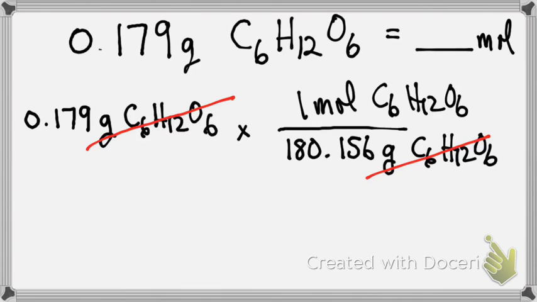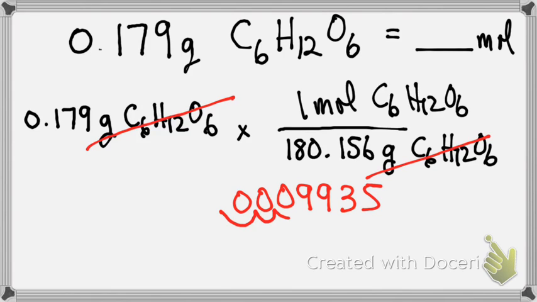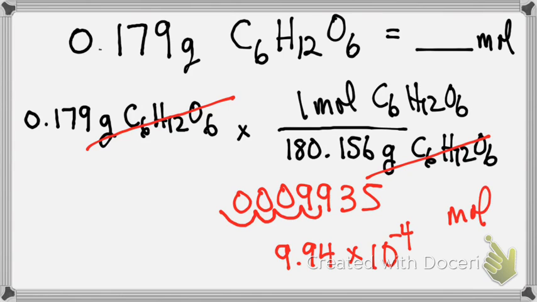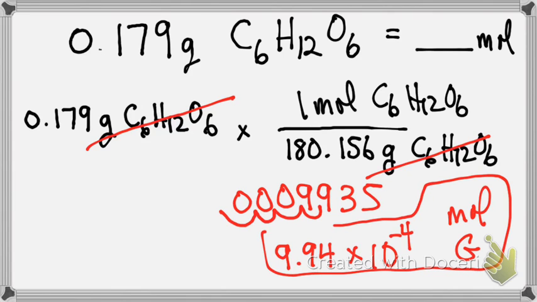And when I put this into the calculator, I'm going to get something like 0.009935. To convert that to scientific notation, I'm going to move it 1, 2, 3, 4 places to the right. That becomes 9.94 times 10 to the minus 4 moles of glucose, which is my final answer.